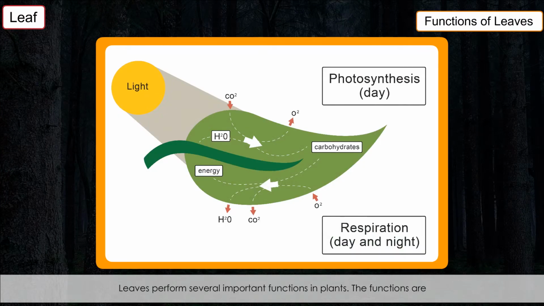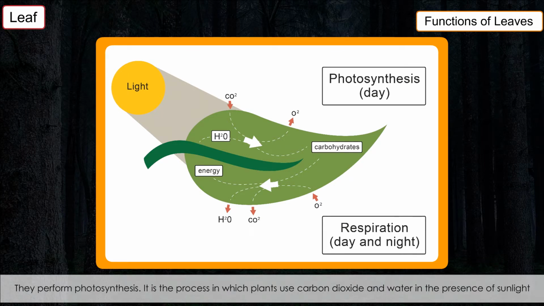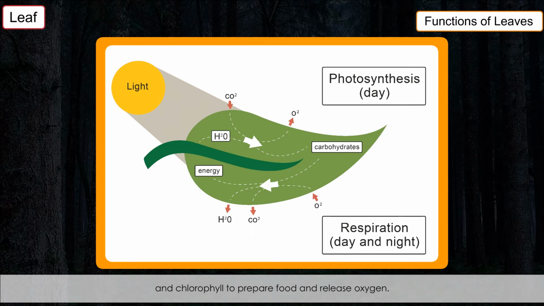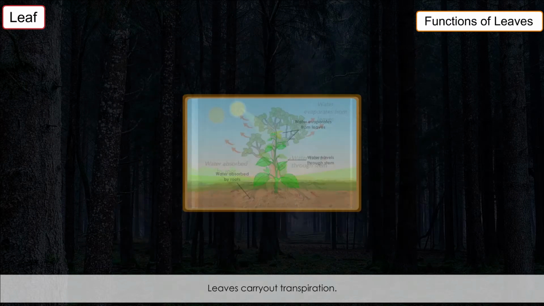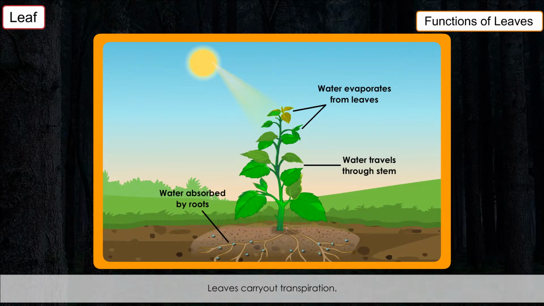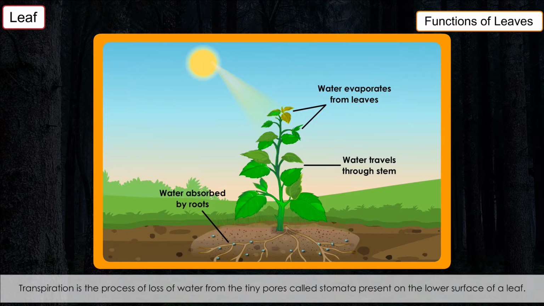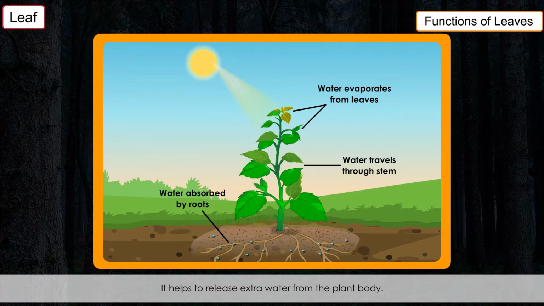Functions of leaves. Leaves perform several important functions in plants. The functions are: they perform photosynthesis. It is the process in which plants use carbon dioxide and water in the presence of sunlight and chlorophyll to prepare food and release oxygen. Leaves carry out transpiration. Transpiration is the process of loss of water from the tiny pores called stomata present on the lower surface of a leaf. It helps to release extra water from the plant body.